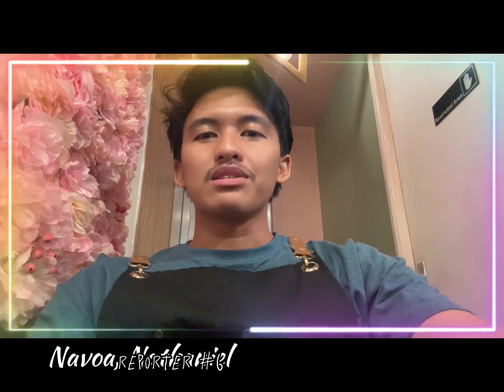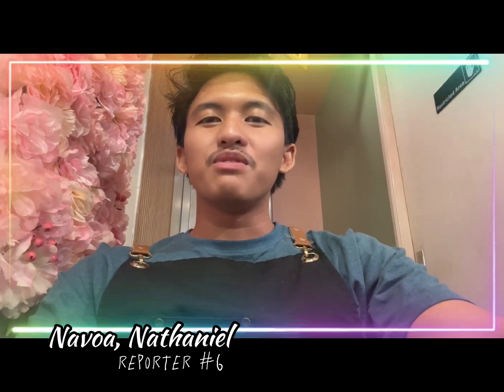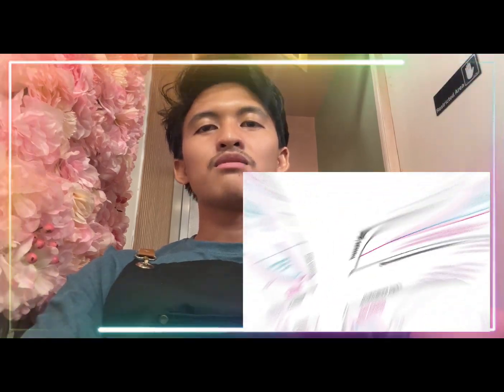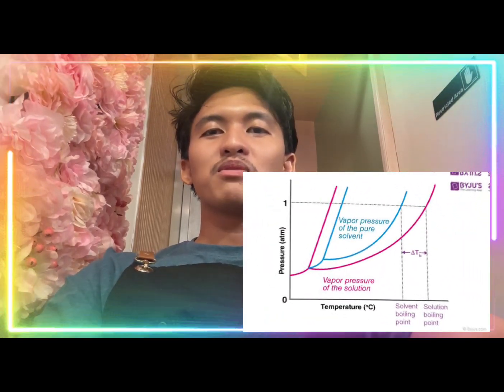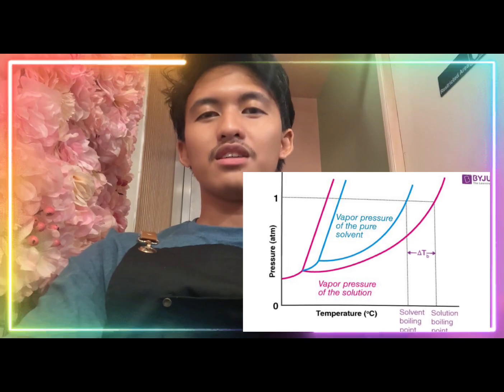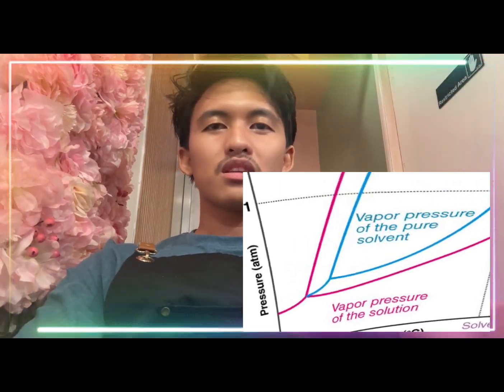What is boiling point elevation? Boiling point elevation refers to the increase in the boiling point of a solvent upon the addition of a solute. When a non-volatile solute is added to a solvent, the resulting solution has a higher boiling point than that of the pure solvent. For example, the boiling point of a solution of sodium chloride, or salt, in short, and water is greater than that of pure water.